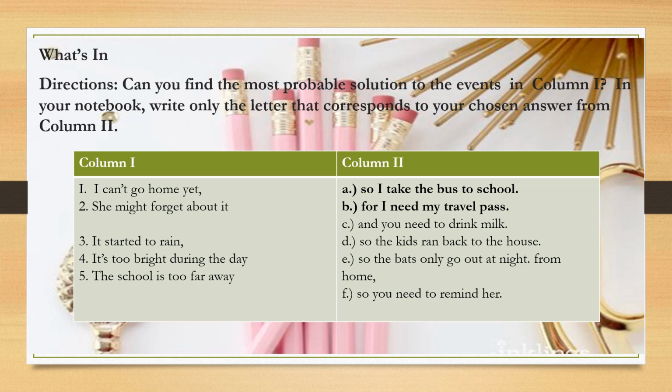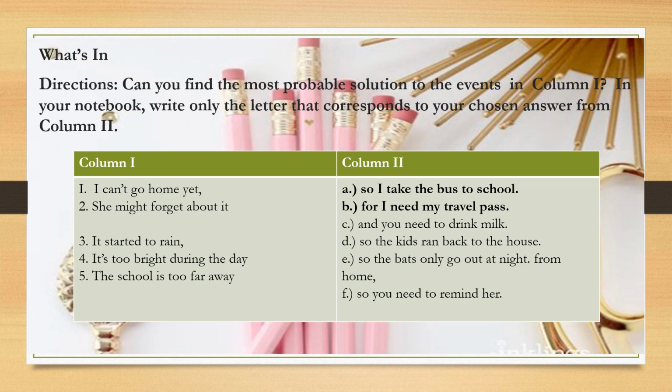What's in? Directions. Can you find the most probable solution to the events in column 1? In your notebook, write only the letter that corresponds to your chosen answer from column 2. So for column 1, you have number 1, I can't go home yet. Number 2, she might forget about it. Number 3, it started to rain. Number 4, it's too bright during the day. And number 5, the school is too far away.